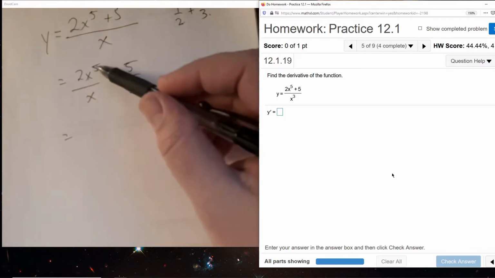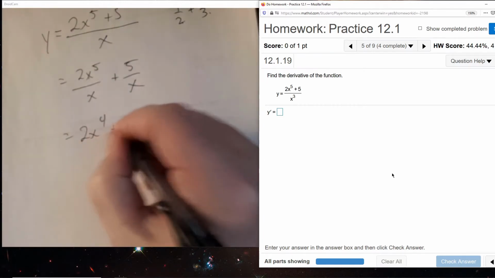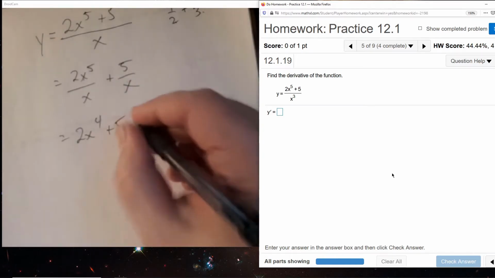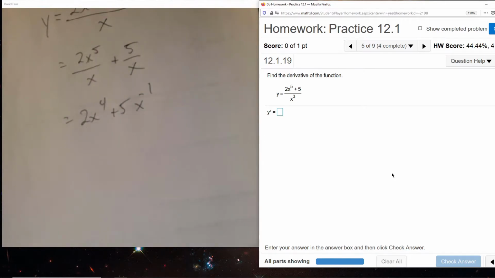Well, x to the 5th divided by x gets us 2x to the 4th. And this x we can bring across the division bar and make that exponent negative. And now we have two power functions.